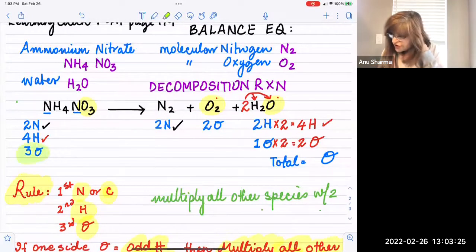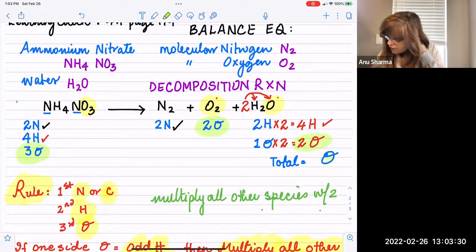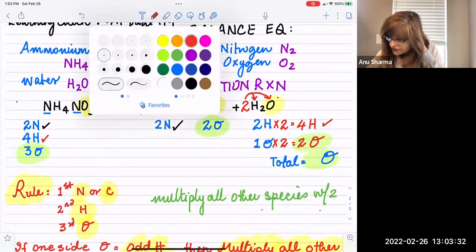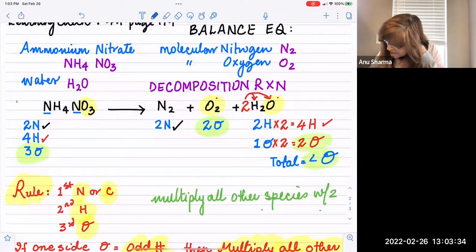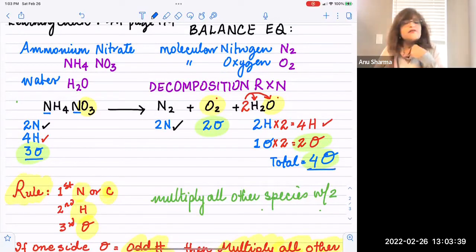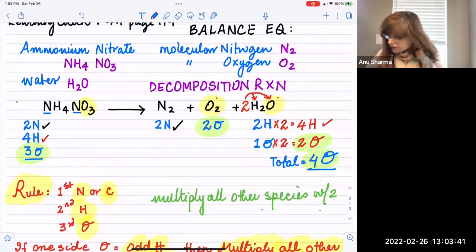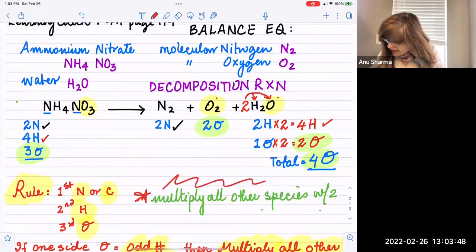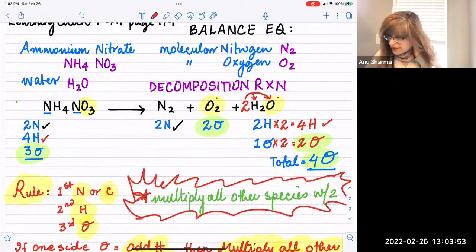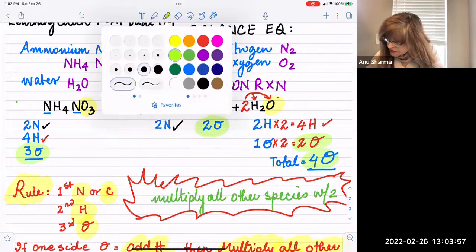There are 3 oxygens on this side, and a total of 2 plus 2 is equal to 4 oxygens now on the other side. So in this case, we have 3 here, odd number, 4 here, even number. So what are you going to do? You are going to multiply all the other species with 2, and you're going to leave the oxygen. So let's do this first here.